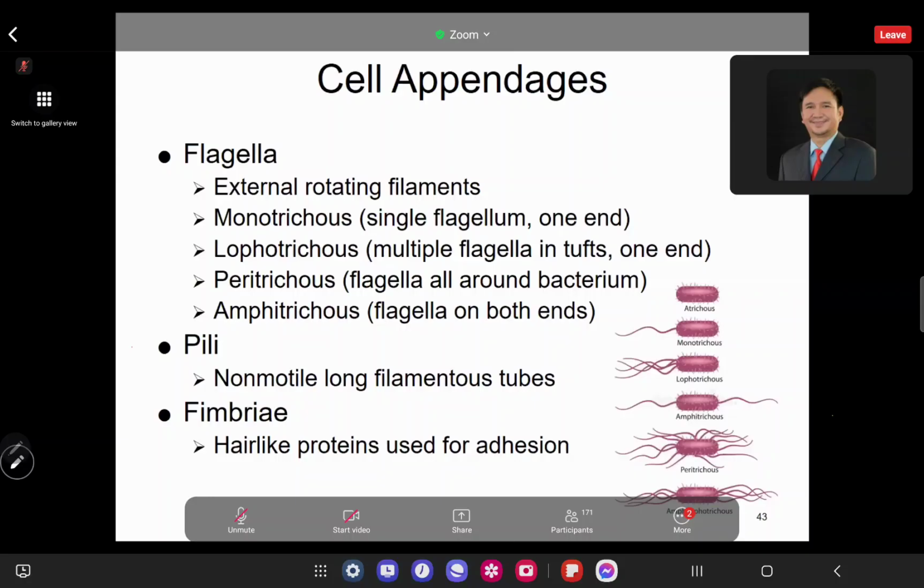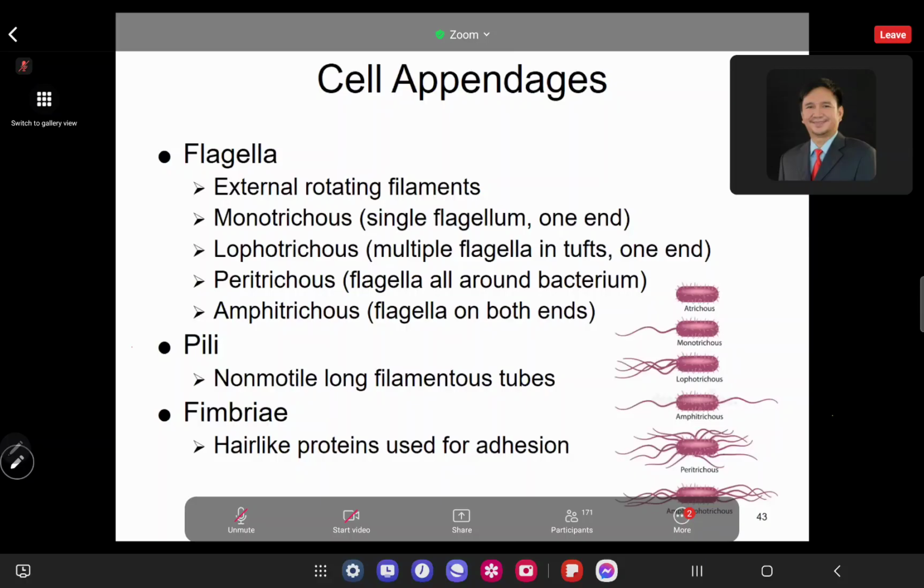Flagella. Let's have your pili. Singular, pilus. They are non-motile, long filamentous tubes made of protein also, pilin, for genetic exchange, like your conjugation. Or we have also your pili used for attachment. So the type of pili for conjugation is known as your sex pili or your sex pilus.